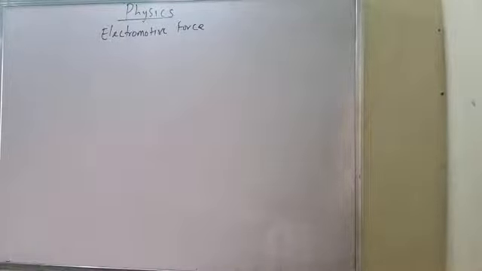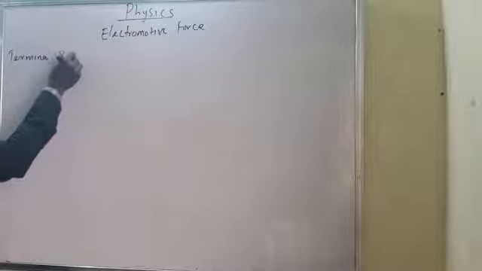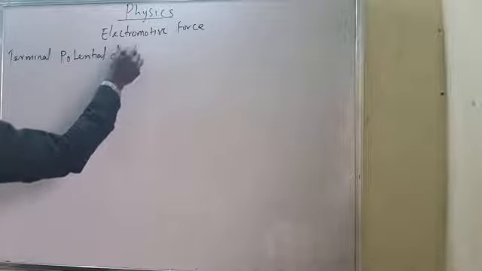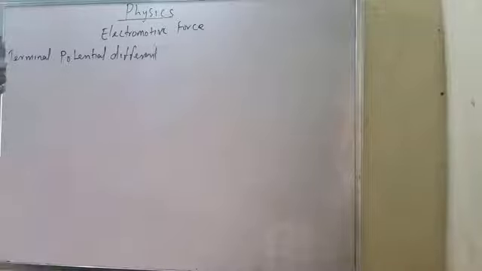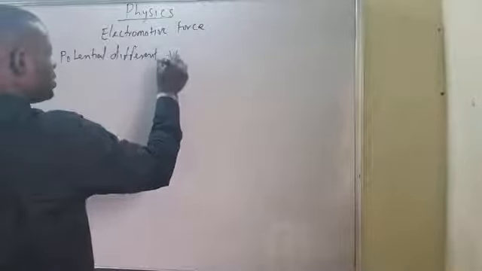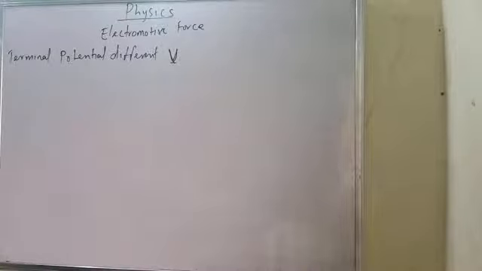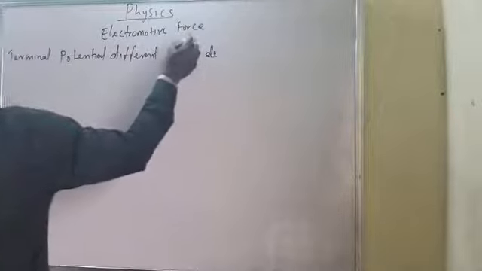Now, the next thing I want to talk about is terminal potential difference. I've told you earlier that our potential difference is always called voltage, which we denote with V. This is V, not U. Sorry, don't mind my writing. V, okay, to denote it. Now, when we talk about potential difference, it is defined.